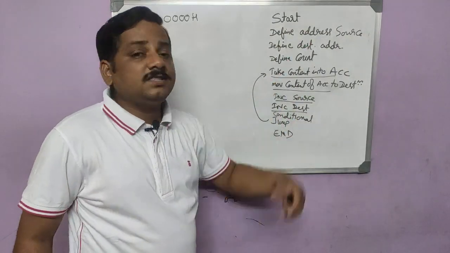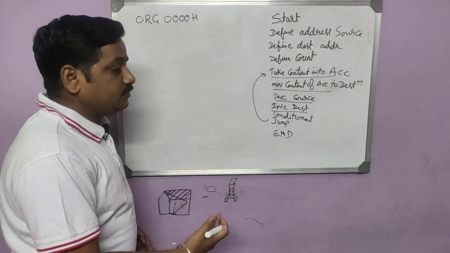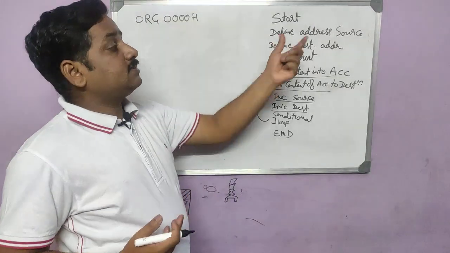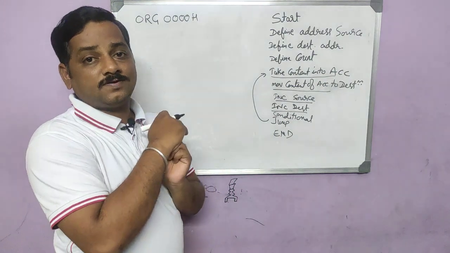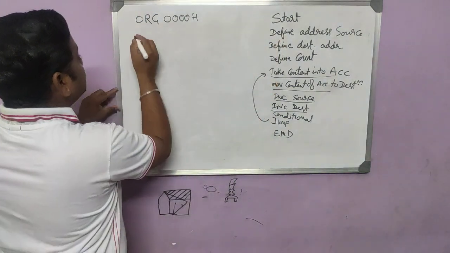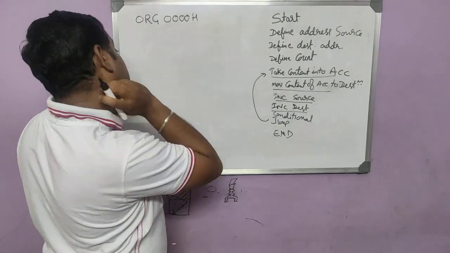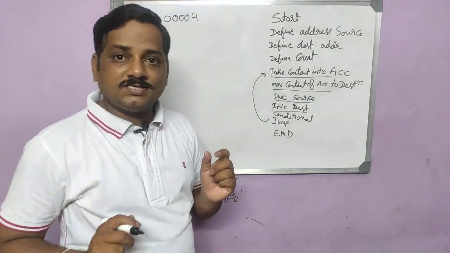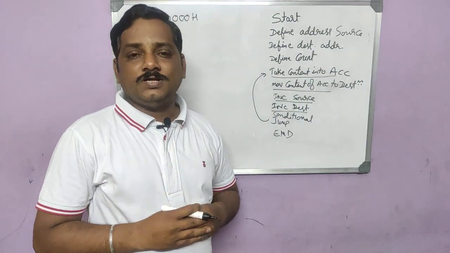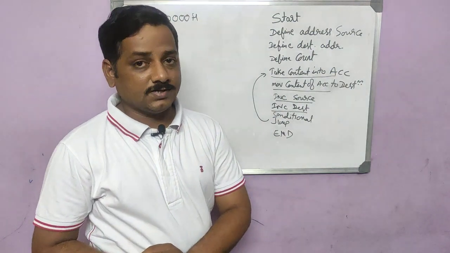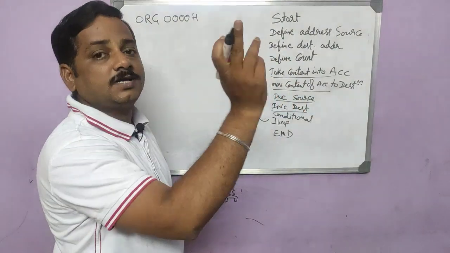After that we should define the address of the source. I have already explained that the source address was 0001. I wanted to take the data from 0001, so define that address. How to define? For the external RAM, if you want to get any data from external memory, we use DPTR, the data pointer. So you should assign that address to the data pointer.